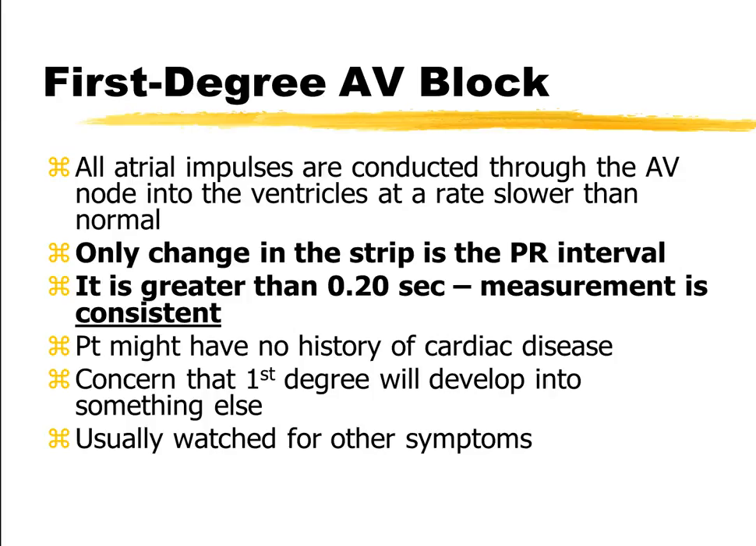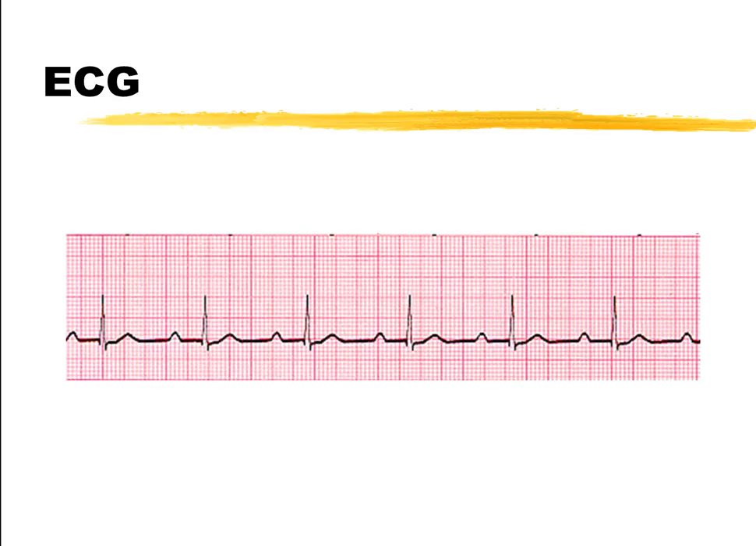However, the key change here is that the PR interval is greater than 0.2 of a second, and that measurement is the same. So key here is the PR interval is bigger than one of those big boxes on the paper, and it's the same. It's always the same. It doesn't get lengthened, it doesn't get shorter, okay? So that is the key thing. We don't usually treat this unless something else is going on. Let's take a look at what it looks like.